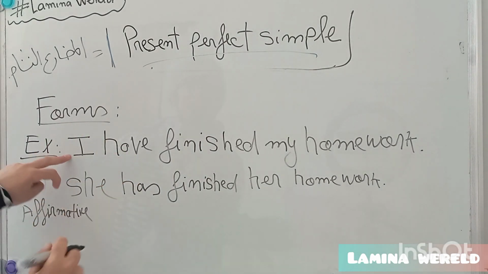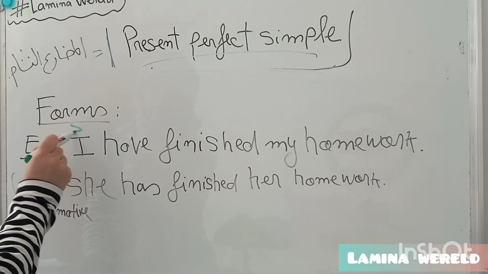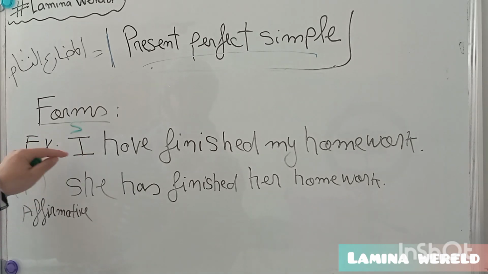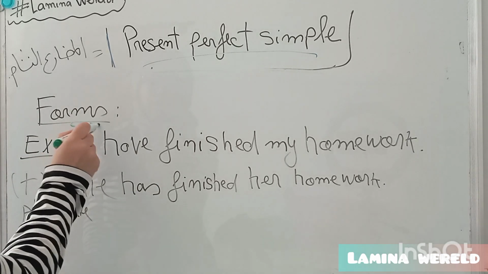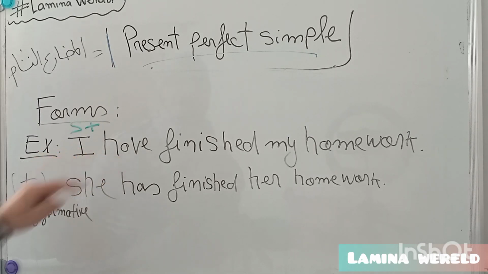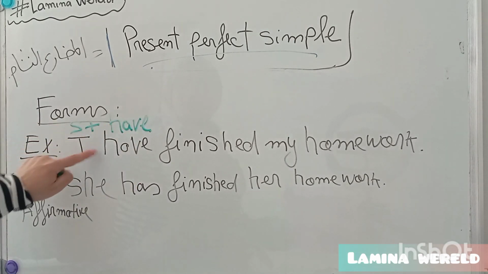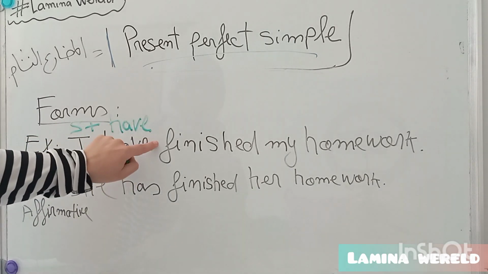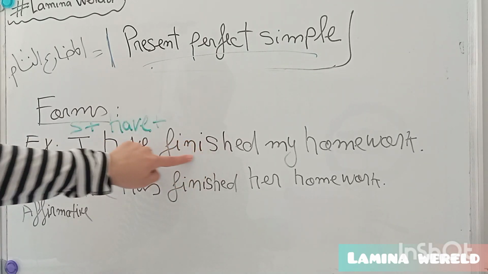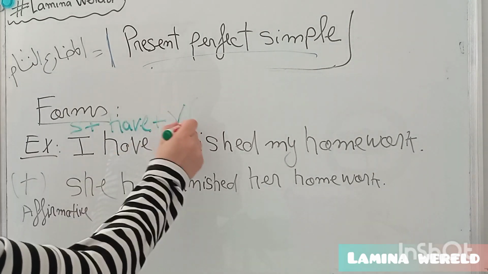So the first sentence, it starts with what? So this sentence starts with a subject. So I is a subject. So it starts with the subject plus what is this? It is an auxiliary. So auxiliary have, followed by have. So subject plus have plus finished. What is finished? A verb. In which tense? In past participle.